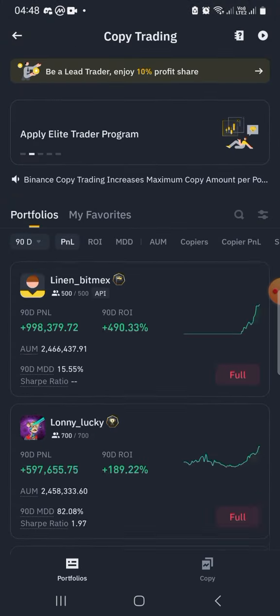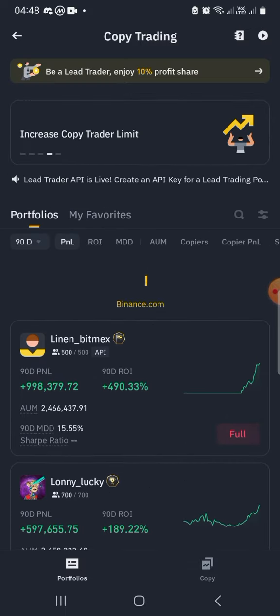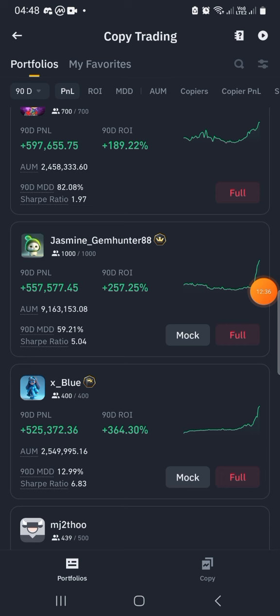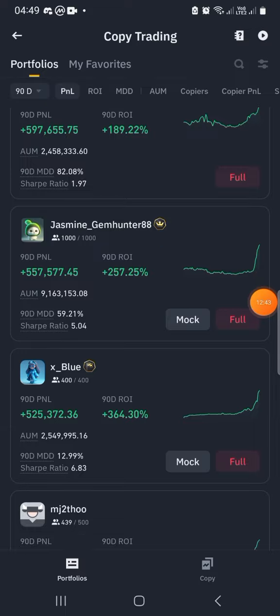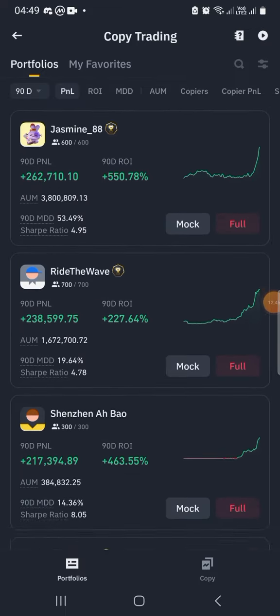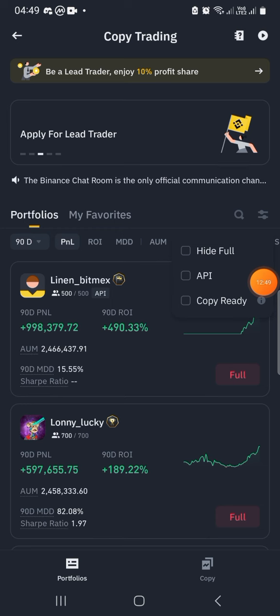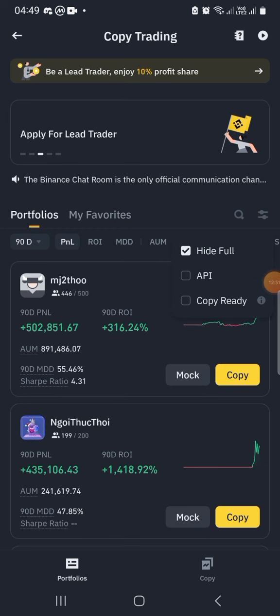So now let's try to filter, because when you come here, I told you that every trader has a minimum amount that is required for you to copy them, right? So for instance, when you come here, you can see that some of them are full. So the full here means that they are at their maximum capacity of people who can copy them. So in order to make our feed here very efficient, you go up here, right? And you toggle here, you click hide full. So you're going to hide all the full portfolios.